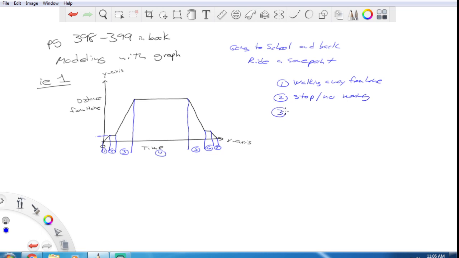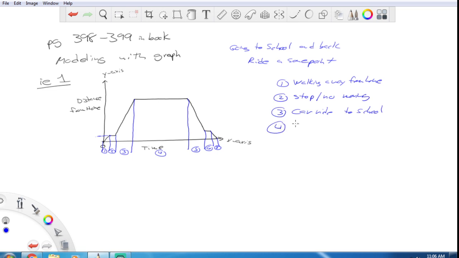Section 3 is your car ride to school. And you can see how this line here is longer, and in your book it's easier to see that it's steeper. Mine is not the greatest in steepness. I tried, but you should see that it's steeper, meaning that you're going faster too. So you're covering more distance in less amount of time.